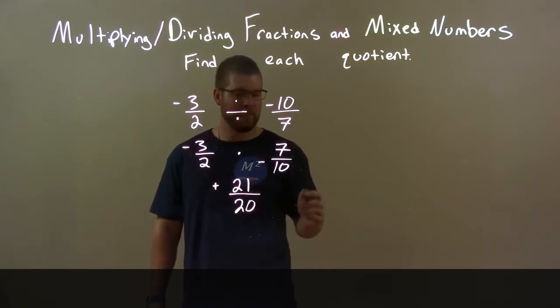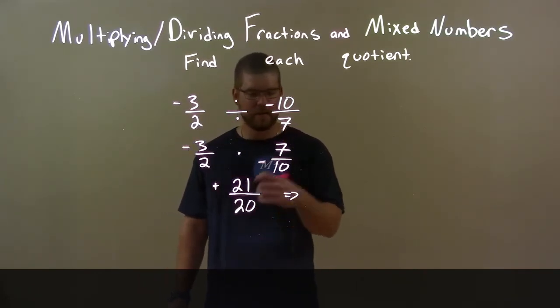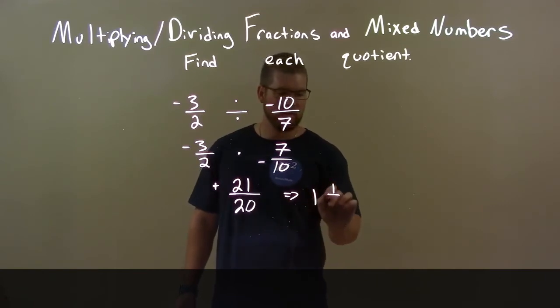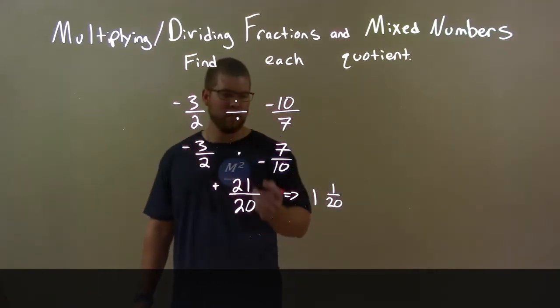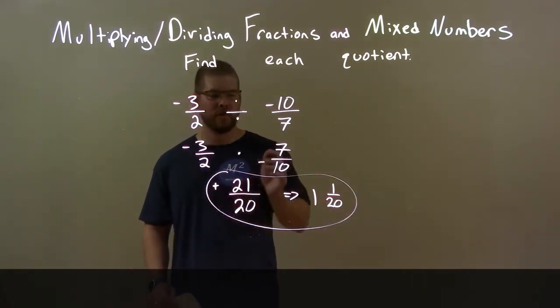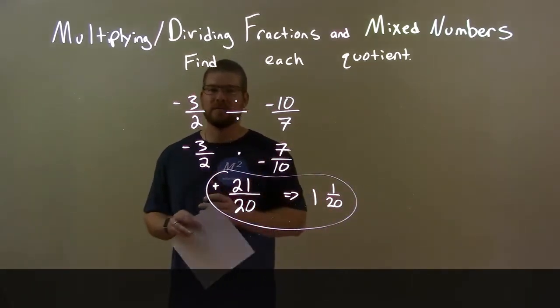Some people are. Some people also, you might see it like this as a proper fraction. 20 goes into 21 one time with 1 left over. So you might see it like that. 1 and 1 over 20. Either way, both of these are correct answers. And that's our final answer.